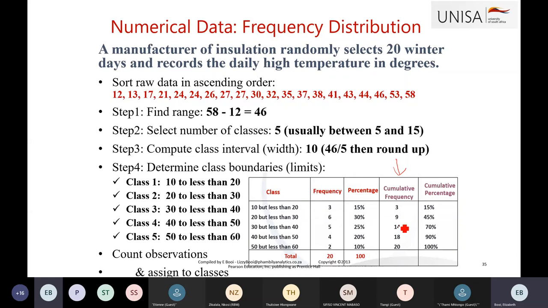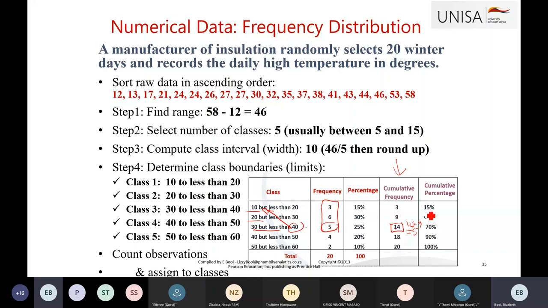It means in this cumulative frequency of 14, it says any temperature which is less than 40, which means it includes the 30s and 20s, everything that is above there. So it's all these frequencies. That is the cumulative frequency. So if in the assignment they're asking you what is the frequency of 30 to 40, you need to be able to say 14 minus 9, which equals 5. 14 minus 9 will give you 5. And that is your frequency.